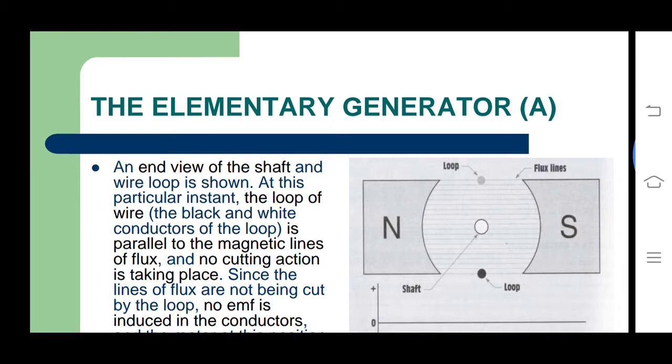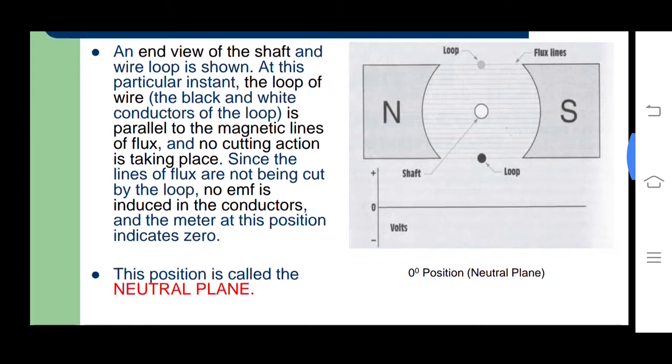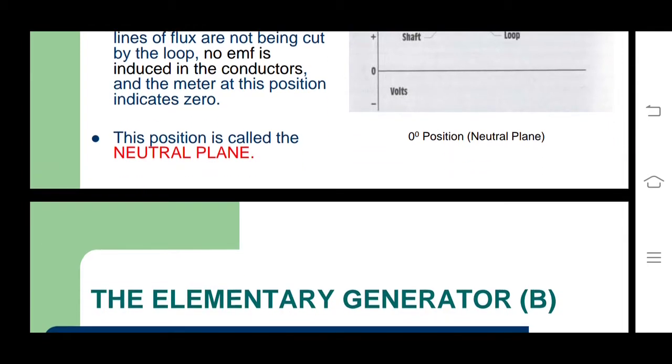The elementary generator: an end view of the shaft and wire loop is shown. At this particular instant, the black and white conductors of the loop are parallel to the magnetic lines of flux, and no cutting action takes place. Since the lines of flux are not being cut by the loop, no EMF is induced in the conductors, and the meter at this position indicates zero. This position is called the neutral plane.